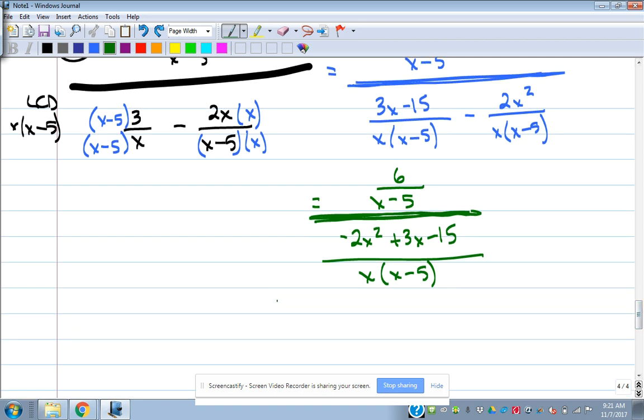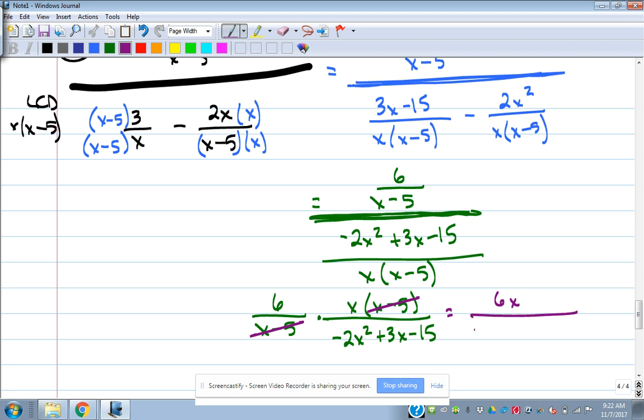So we're going to flip and multiply. 6 over x minus 5 times x minus 5 over that trinomial that would not factor. Stuff that cancels. 6x over negative 2x squared plus 3x minus 15.